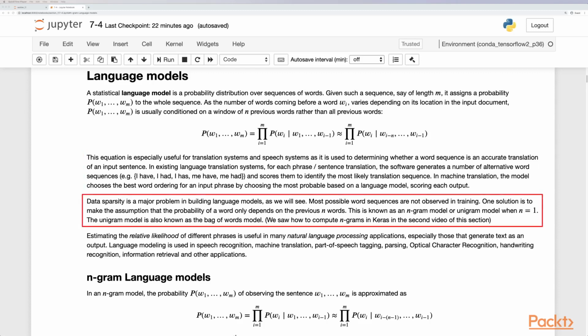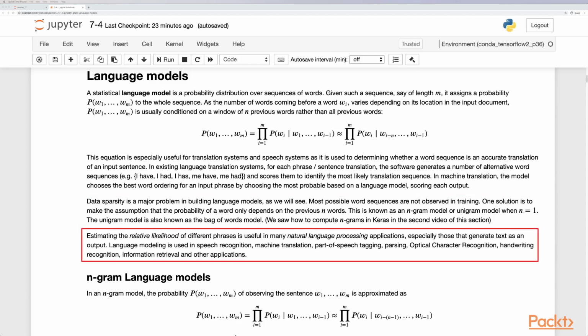Data sparsity is a major problem in building language models. As we will see, most possible word sequences are not observed in training. One solution is to make the assumption that the probability of a word only depends on the previous n words. This is known as the n-gram model, or unigram model when n is 1. The unigram model is also known as the bag of words model, and we saw how to compute n-grams in Keras in the second video of this section.